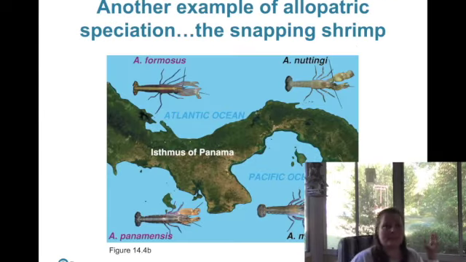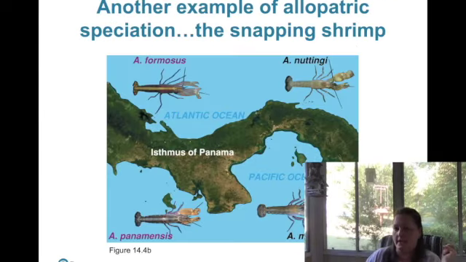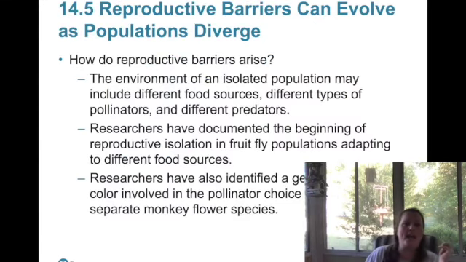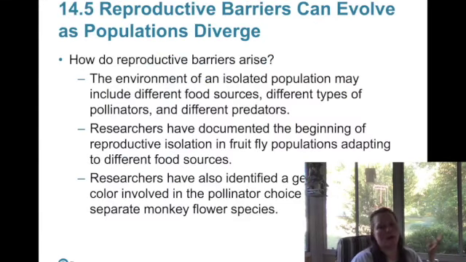And then these are the snapping shrimp that we were just talking about. All right, how do reproductive barriers arise?